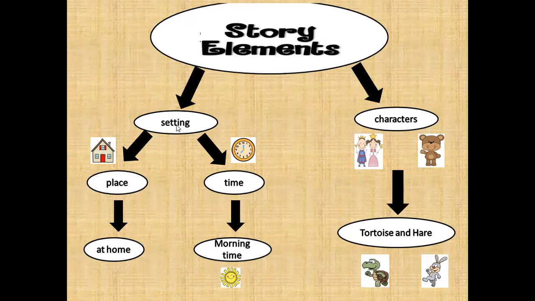The setting is the time and the place of the story and answers the questions of when and where. Characters, it could be a person or an animal. The writers use them to perform the actions of the story, and it could be a character or more than one character in the same story.